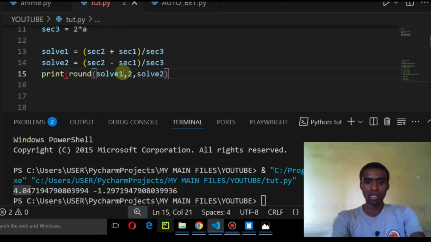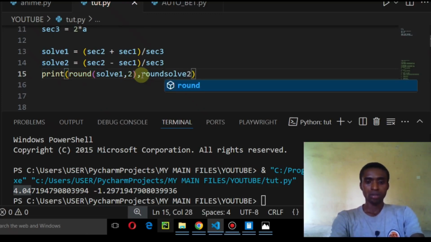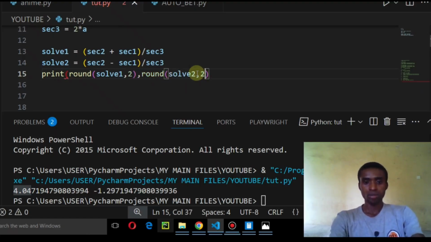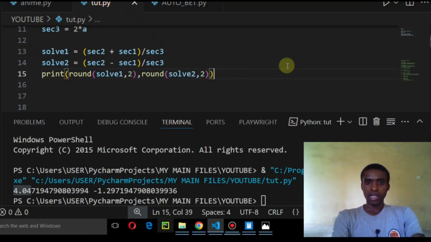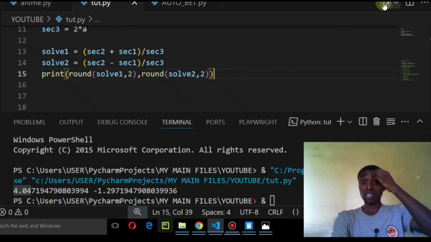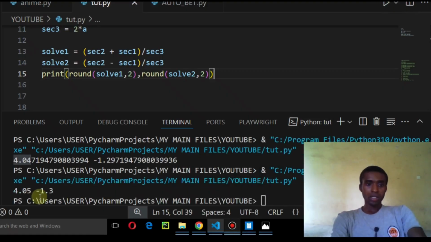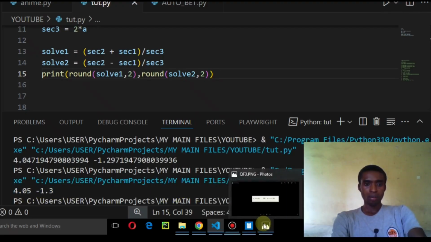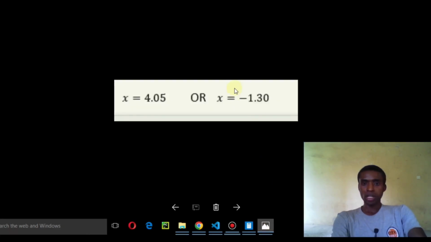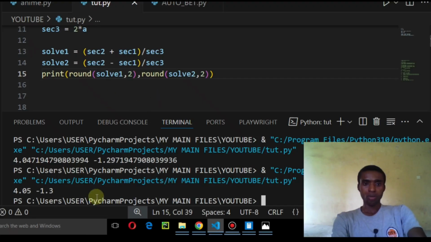So I'm going to put round here, and the same thing applies here. I'm going to set it to 2 decimal places. I'm going to say 2, then apply that. Let's run this and see what we get. Okay, you can see we got 4.05 and then minus 1.3, like how we expected.